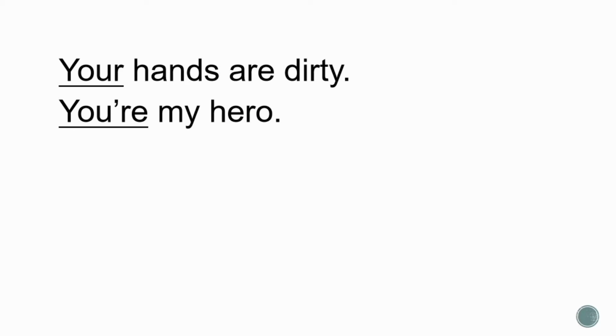In this slide, we have the sentences, your hands are dirty, and you're my hero. The first, your, shows possession, and the second one with the apostrophe is a contraction of you are. So if you're confused about which expression you're going to use, try to check if you're supposed to be saying you are, then you could use you're with the apostrophe. But if not, and it shows possession, then you could use your without the apostrophe.